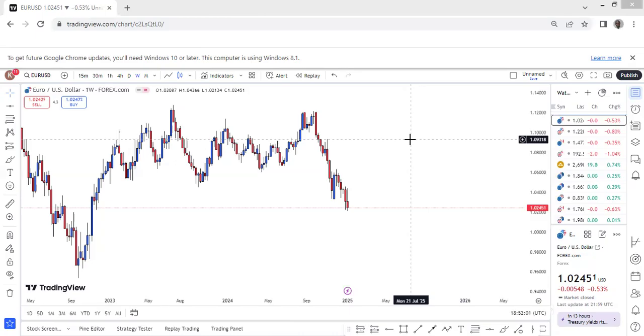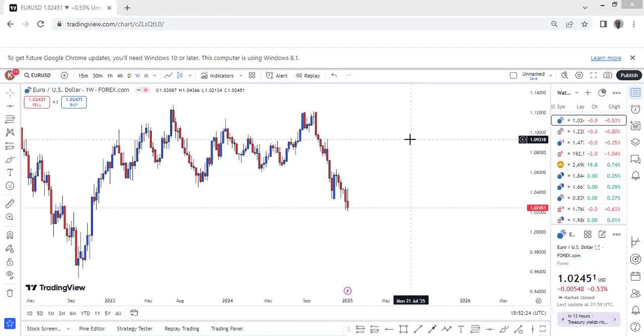On our screen now is the chart of EURUSD, and we are on the weekly chart. This week has been very bearish for EURUSD. We've sold massively, and that is awesome.